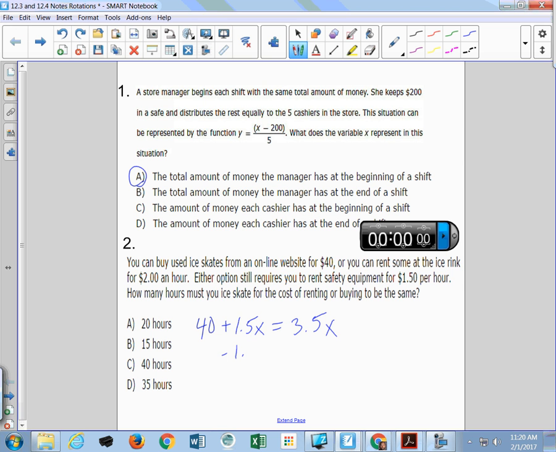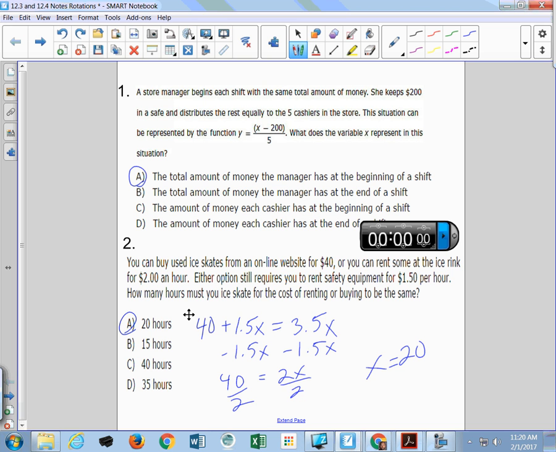First thing we're going to do is subtract 1.5x from both sides. We're left with 40 equals 2x. Divide both sides by 2, and x equals 20. So it would take 20 hours for it to be the same price.